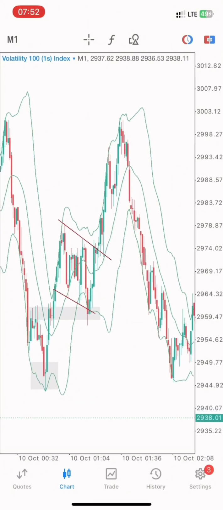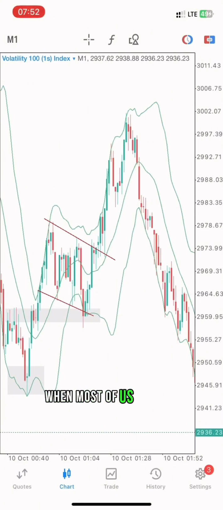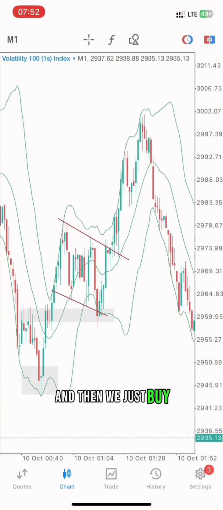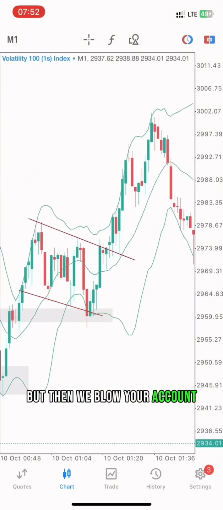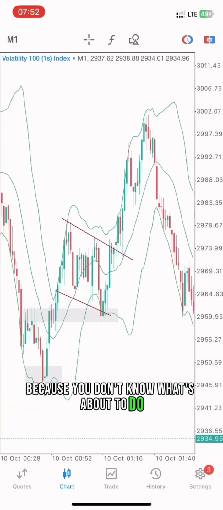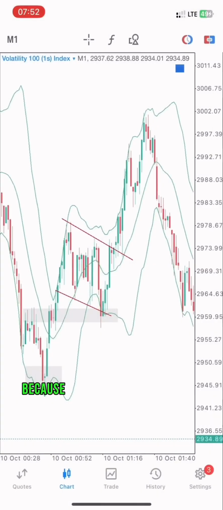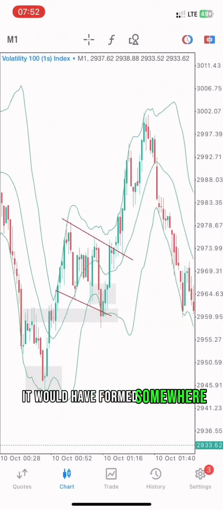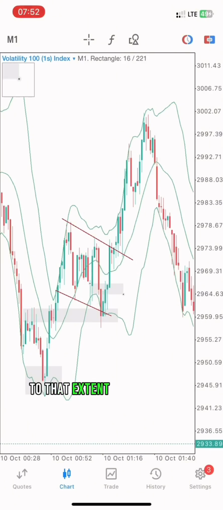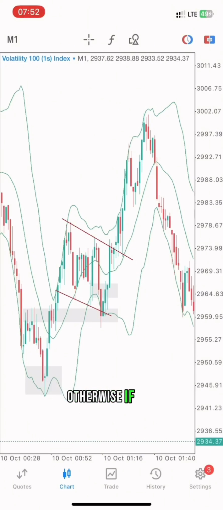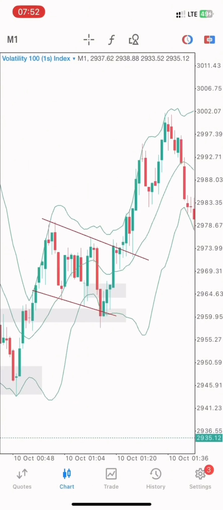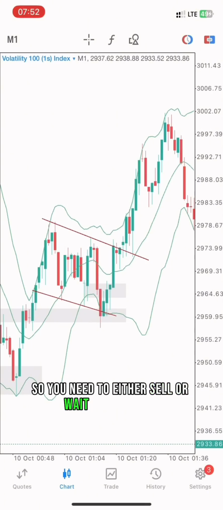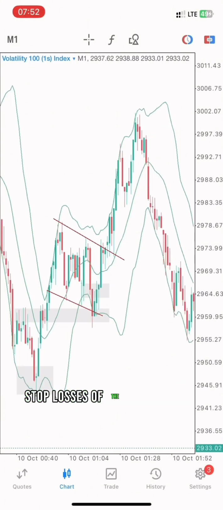They don't know. When most of us see this, we just get excited and say, oh, it's a buy, and then we just buy. But then we blow our account because we don't know what it's about to do. Because for you to identify that this is a flag, it would have formed to that extent, otherwise you wouldn't have found it. So you need to either sell or wait for it to hit the stop losses of the early buyers.